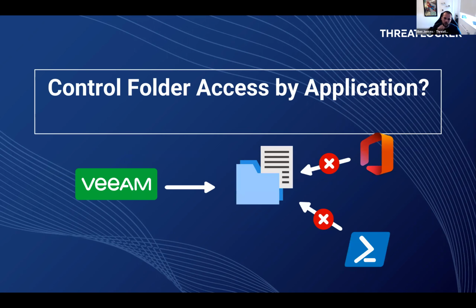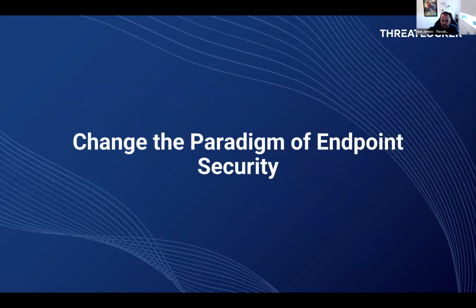Well, control file and folder access based on applications. Say, for example, your backup repository is only allowed to be accessed by your backup software. We're using Veeam in this circumstance. And by default, deny any other apps from accessing your data. Now, these are all really, really simple terms. But by doing all of these, we can go ahead and change the paradigm of endpoint security. We can mitigate the risk. We can lower the damage that these threat actors are causing on our machines and on our networks.